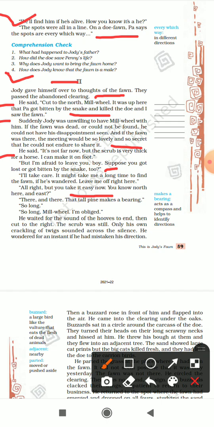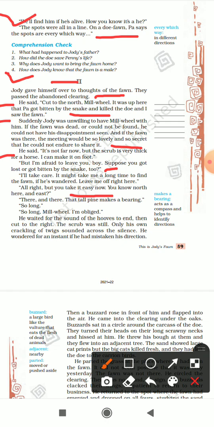So when Jody said to Millville that he wants to go by walking only, Millville said that I am afraid I cannot leave you like this. Maybe you will also get bitten by the snake too. So Jody said that I will take care of myself.